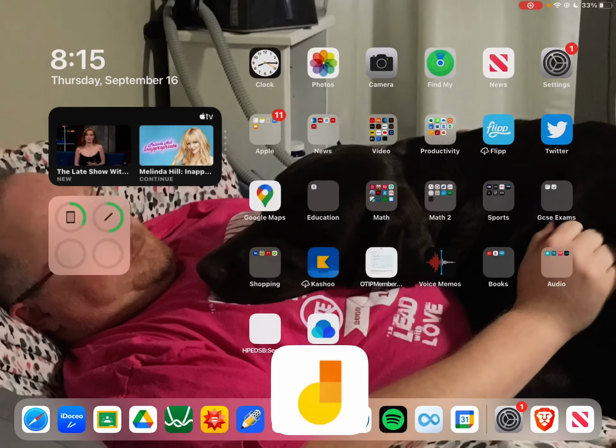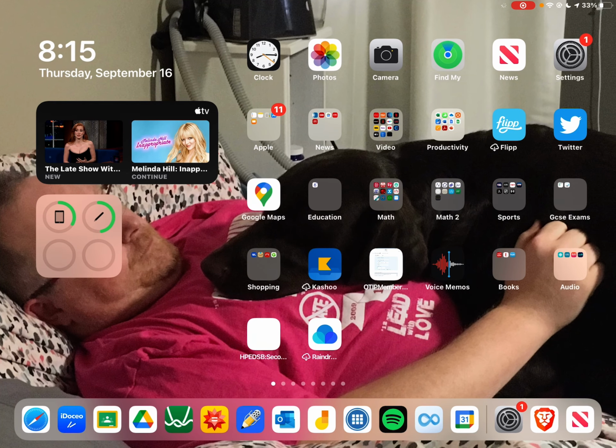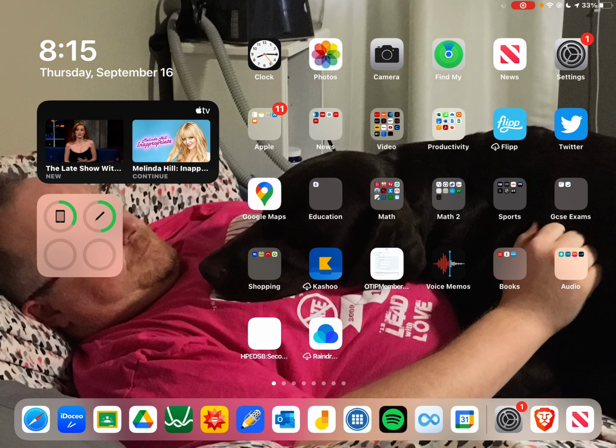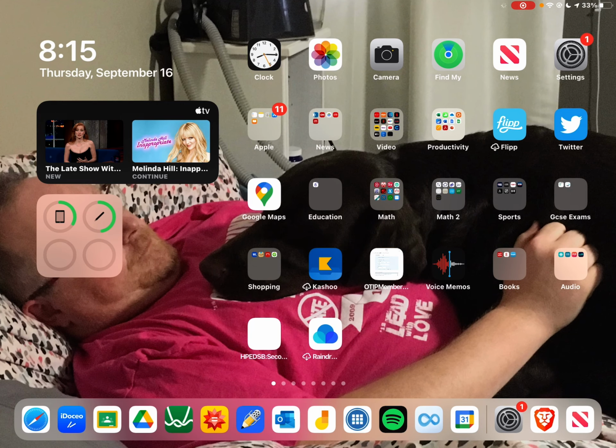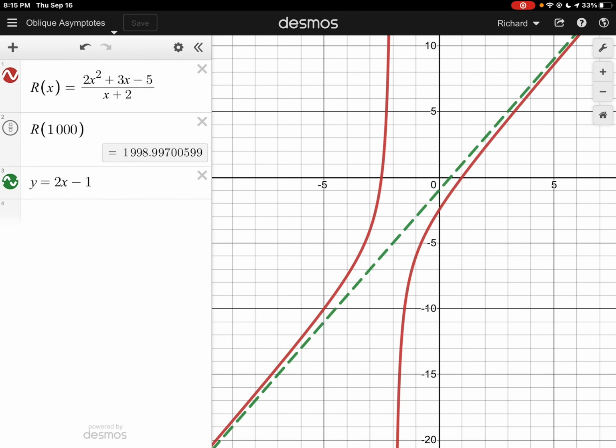Today we're going to talk about oblique asymptotes. And here's what I want you to notice. I'm going to take a look at Desmos, and I've got, as you can see, an equation in the top left of 2x squared plus 3x minus 5 divided by x plus 2. And you can see that there's the graph, and what we're really showing here is local behavior, right? So we're showing the dotted green line is the asymptote, and the red line is the curve, the function.